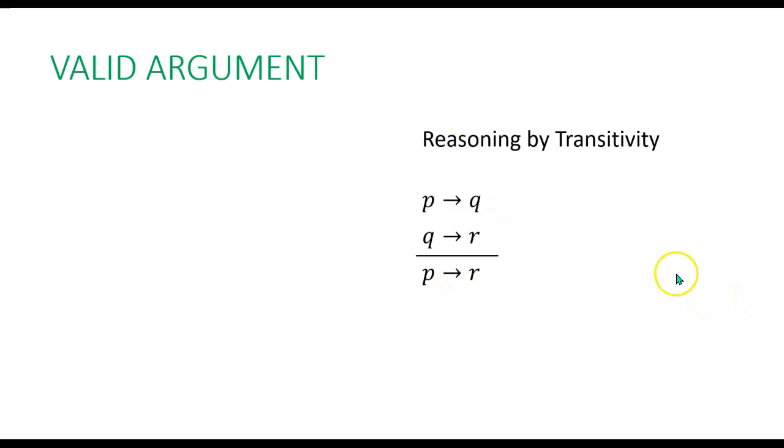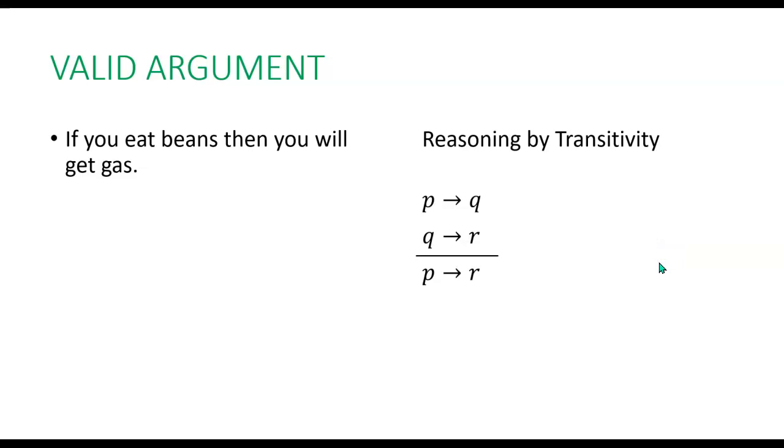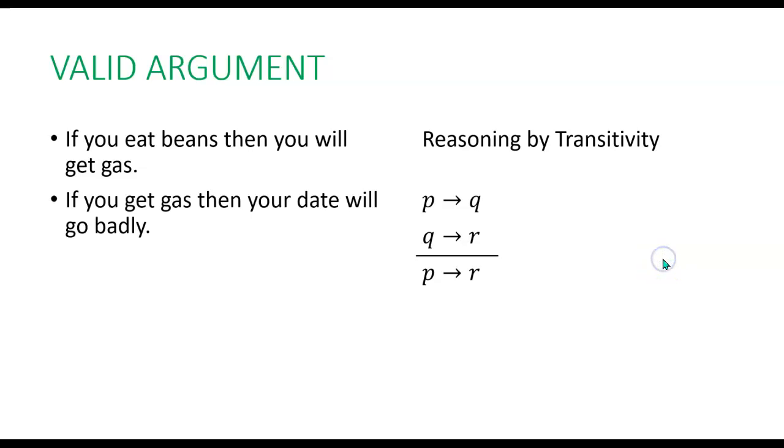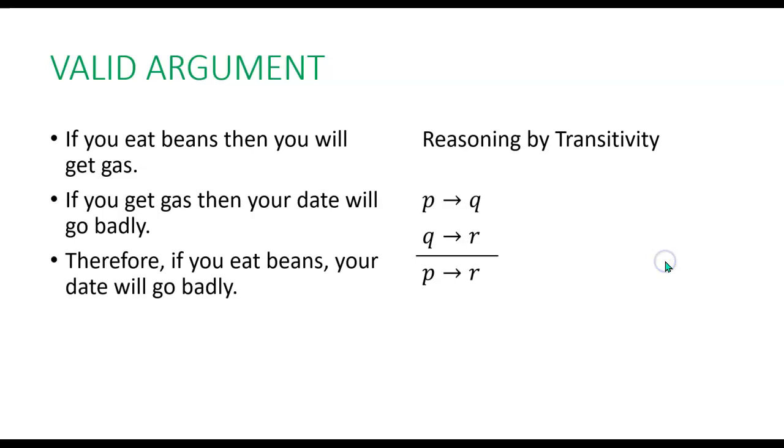An example of this kind of argument would be, if you eat beans, then you will get gas. If you get gas, then your date will go badly. Therefore, if you eat beans, your date will go badly. That is a valid argument.